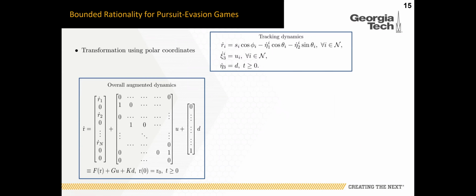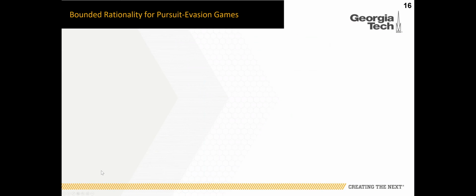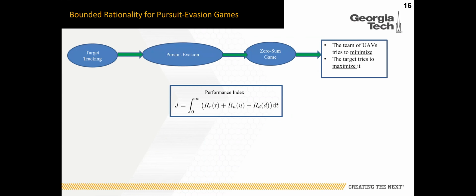Of course we can do simple mathematical transformations to transform them to the overall augmented dynamics, which is given by this system over here. And then eventually I can define my performance, which will be a zero-sum game. First, you can think of infinite rationality, where the team of UAVs tries to minimize the performance while the target tries to maximize it, okay?